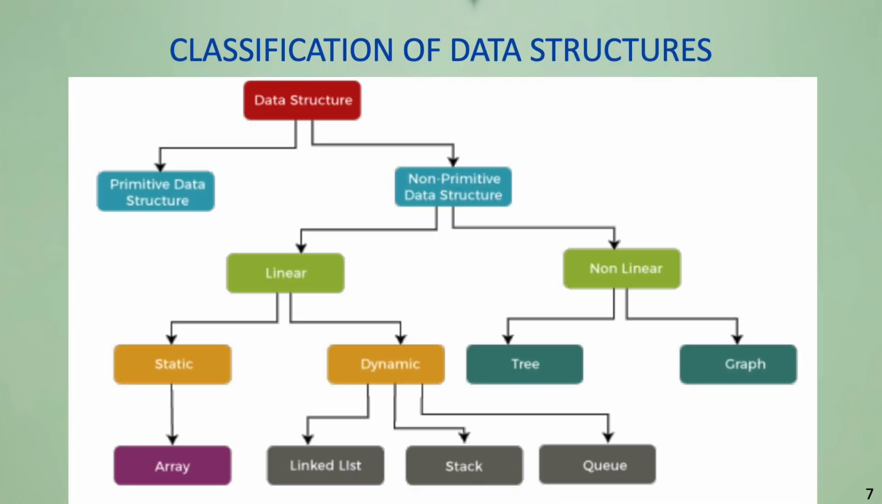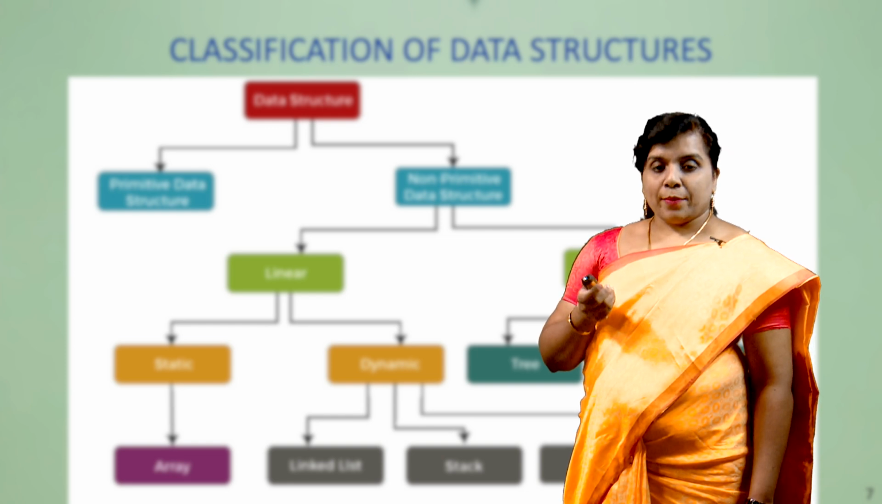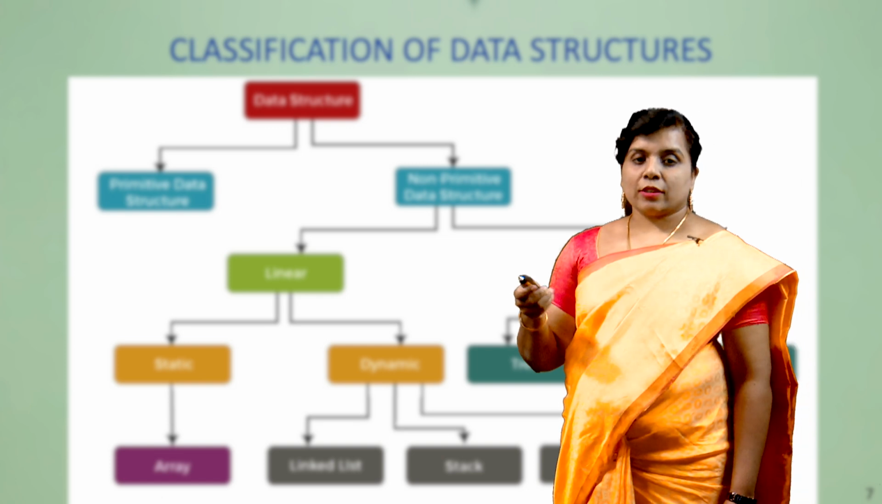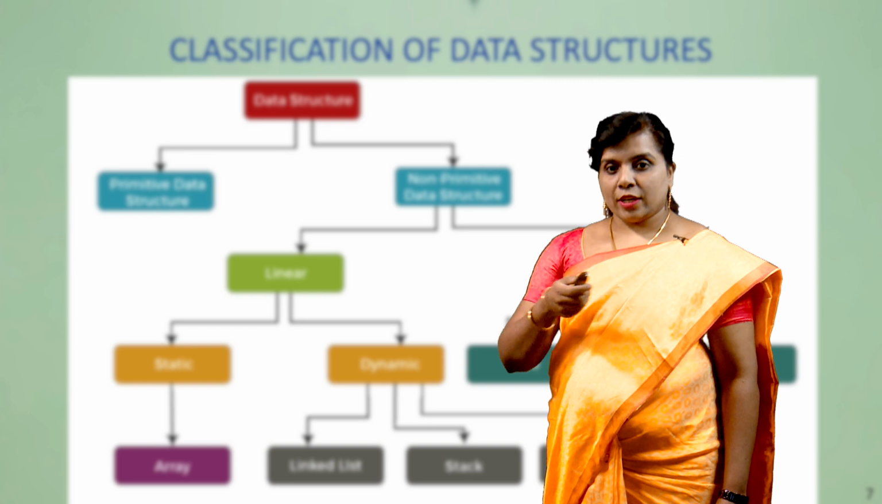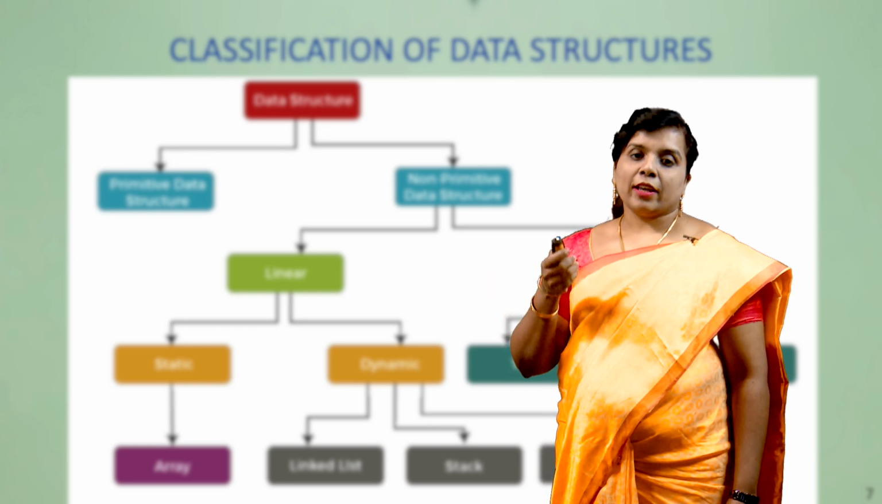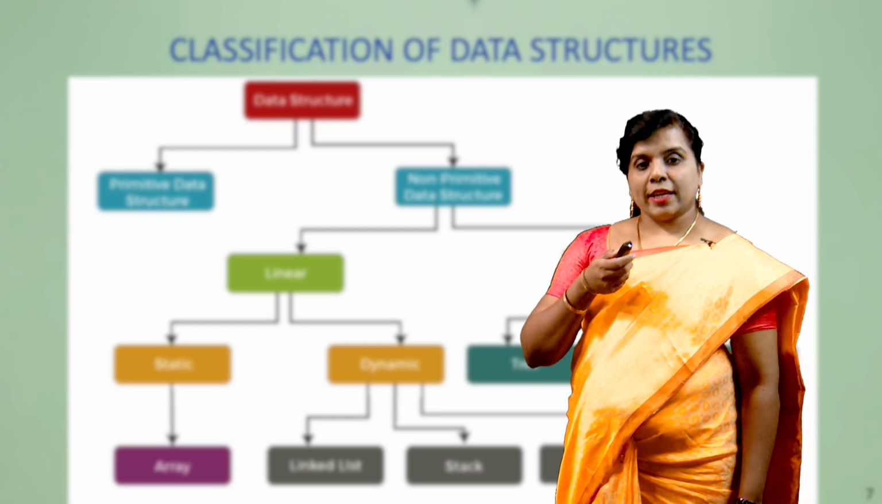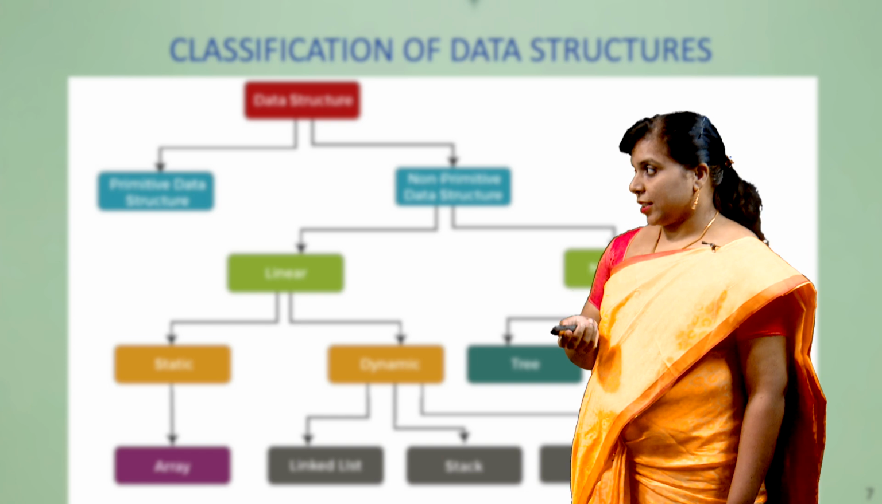Again, there is a classification of non-primitive data structures into two. One is linear data structure and another one is non-linear data structure. By linear, we mean the data elements of the data structure are organized in some sequence, that is, in a linear fashion. When we put, say, 5 elements in a row, there will always be a predecessor and a successor for every element. So, organizing data in a sequential fashion is what we call linear data structures.